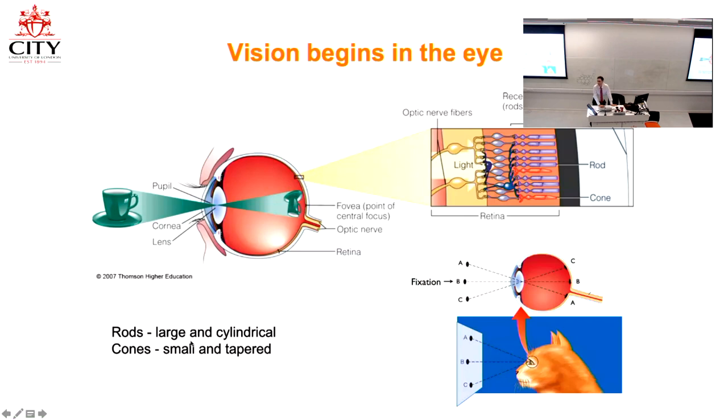There are two types of cells in it: rods and cones. Rods look like this. They are large and cylindrical, and the cones are small and tapered. Which one is more important, rods or cones?